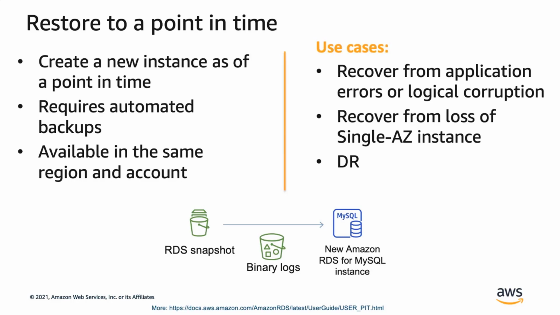RDS also provides a restore to point in time. A restore to point in time also creates a completely new instance. However, instead of specifying a snapshot to restore, you specify a specific moment in time down to the second. RDS takes care of identifying the closest snapshot, creating the instance, and rolling the database forward by using binary logs until the recovery time is reached.